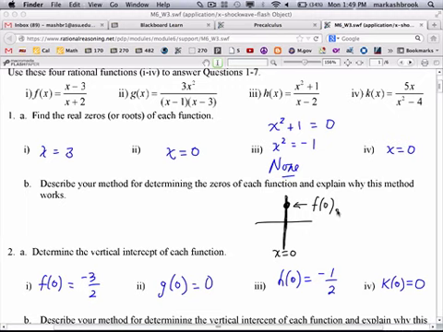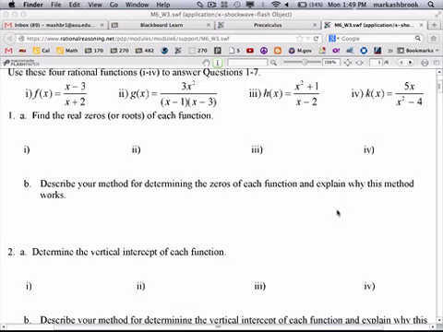Next thing we want is the vertical asymptotes. We saw on Friday and in your reading that vertical asymptotes occur where the denominator is 0. When the denominator is 0, your function gets really large, positive or negative. So the vertical asymptote for f of x: x equals negative 2.